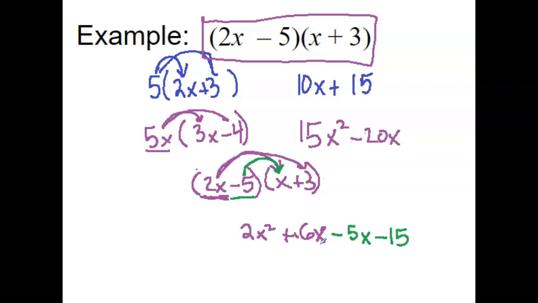But the last thing I want to do is look at the expression I got and see if there are any like terms. There aren't any other x squareds, but these are both an x term, so these can be combined. And the rule in math is if you can combine things, you should. If you can simplify things, you should. So the final answer will be 2x squared, who has no friends. These guys combine, but they're opposites, so they make positive 1x, but I'll just say positive x. And then negative 15 has no friends. And that's my final answer.